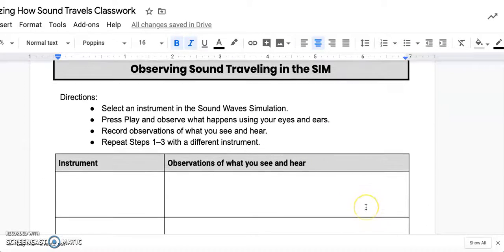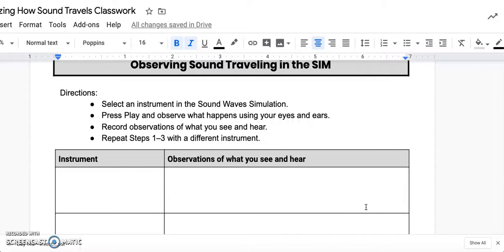This is what we want to do together and independently. I am going to do an example for you when we get into our sim as to how you should write down your observations when you think about what you see and what you hear. So let's go ahead and jump into our simulation now by following these directions.